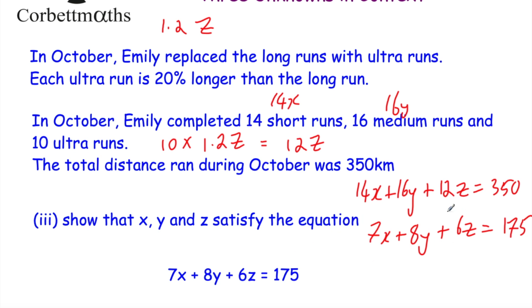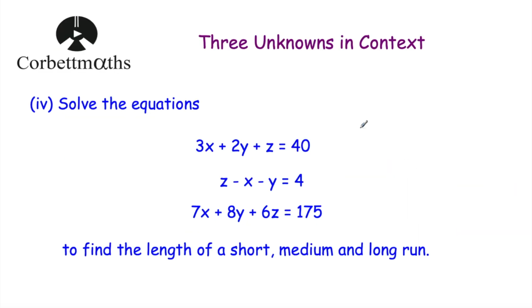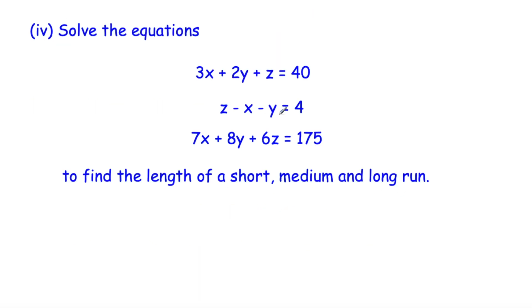So that's fantastic. And then finally, our last part will then be to solve these simultaneous equations. So we've been asked to solve them and to find the length of a short, a medium, and a long run. If it asks us for an ultra run, you would have to then find a long run and increase it by 20%. Okay, so let's have a look at these and see what we cancel out. Actually, I'm just going to call them equation 1, equation 2, and equation 3 to begin with.